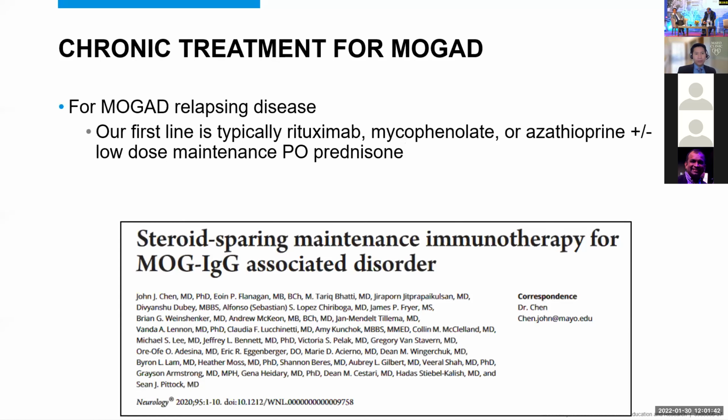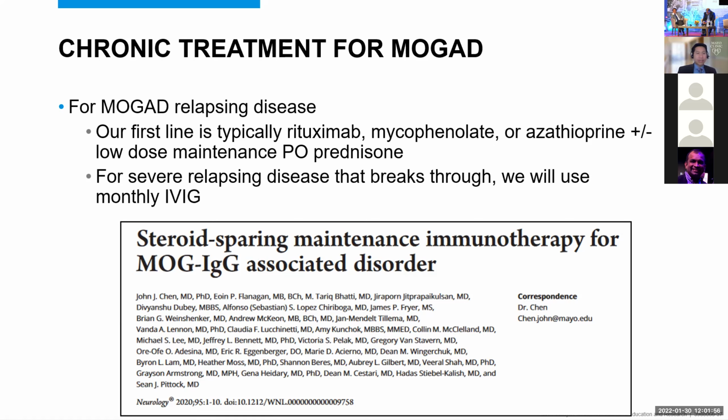And then if we do long-term immunotherapy, it's typically one of the medications that we use for MOGAD, for NMO, the traditional ones like rituximab, mycophenolate, azathioprine. And then if they've got relapsing disease, then we may use IVIG. But typically we start off with one of the more traditional medications that were used for NMO just because of the high cost of IVIG.